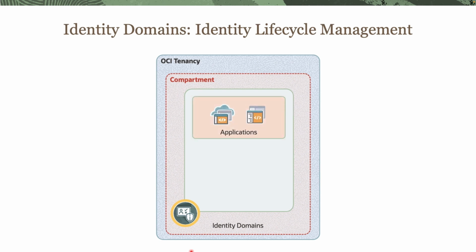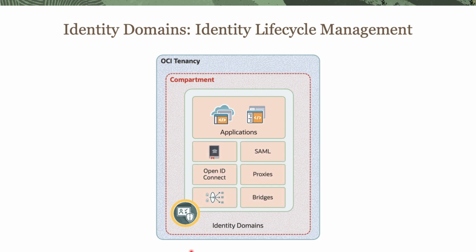Along with that, you can add applications to your identity domain from the application catalog, which has around 400 plus pre-configured templates for many popular applications. You can also add applications using standard protocols such as SAML or OpenID Connect, or using our proxy gateways and bridges that extend to SaaS, PaaS, or any enterprise application, whether it is on premises or hosted in the cloud.